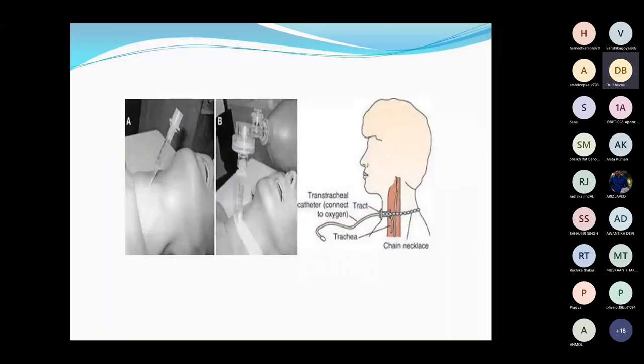You can see in the image the transtracheal catheter. You can connect it with the ambu bag, where you can directly inflate the lungs. You can have a look at that. You can see half of the passage is already spared. From the nose till the trachea, the passage is free. Mouth is free, nose is free. The connection is between the trachea and the lungs directly.